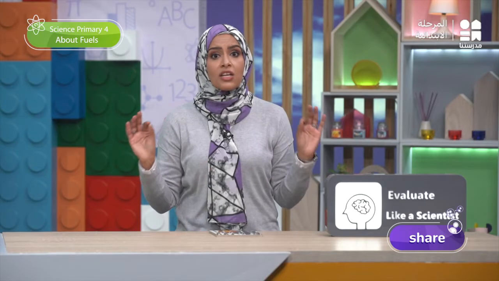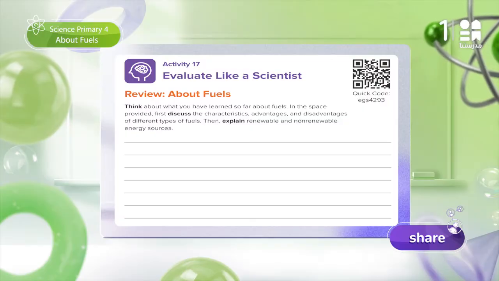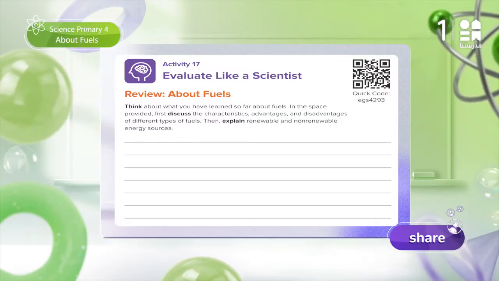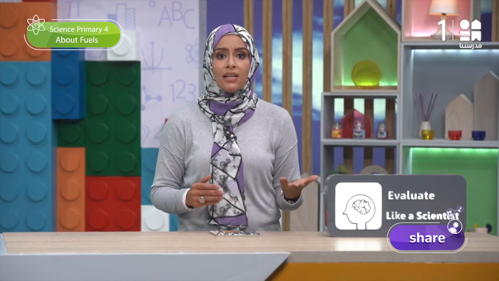In the space you have in your book, first discuss the characteristics, advantages, and disadvantages of different types of fuels. Then, explain renewable and non-renewable energy sources.